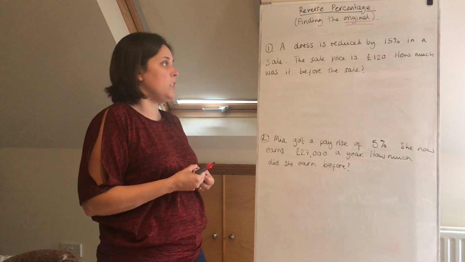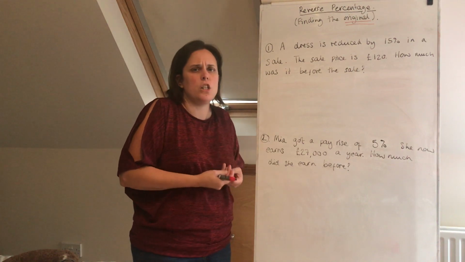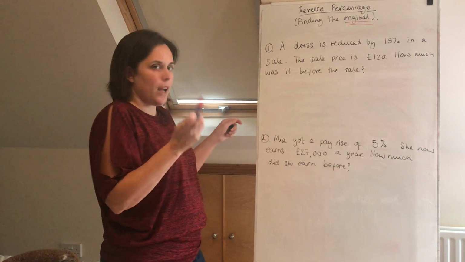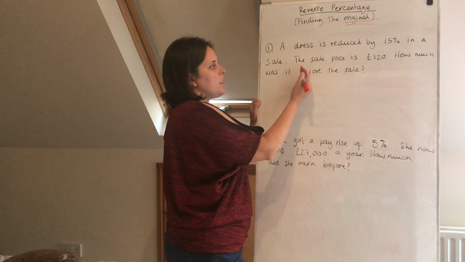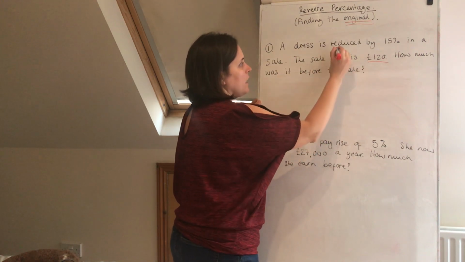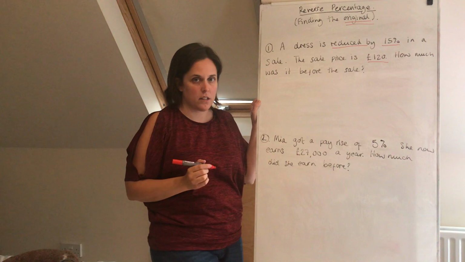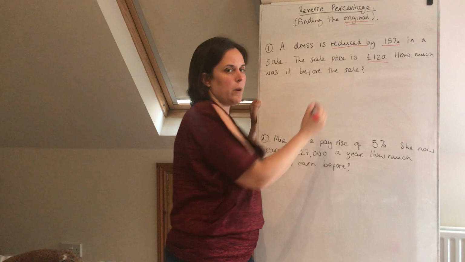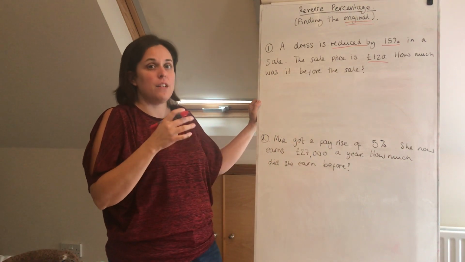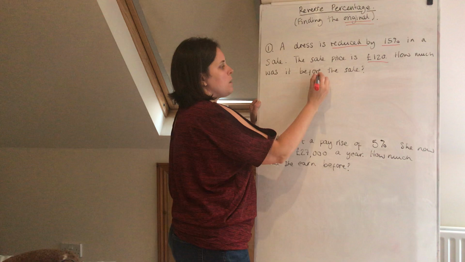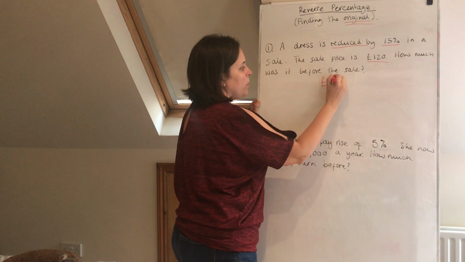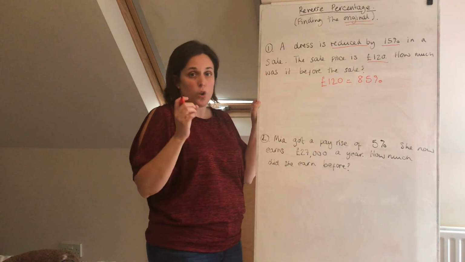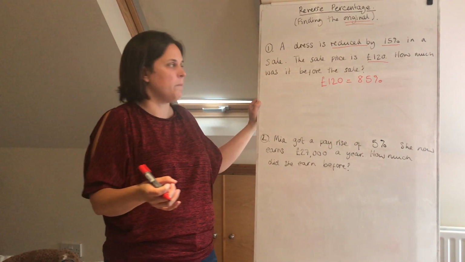And I find the easiest way to do this is by saying to yourself, well, what percentage have I got if I don't have 100%? So that's where I always start. So the sale price is not 100% and it's been reduced by 15%, okay? So if it's been reduced by 15%, then that 120 that we've got there is 85%. So £120, which is my sale price, is actually the equivalent to 85% of the original price.